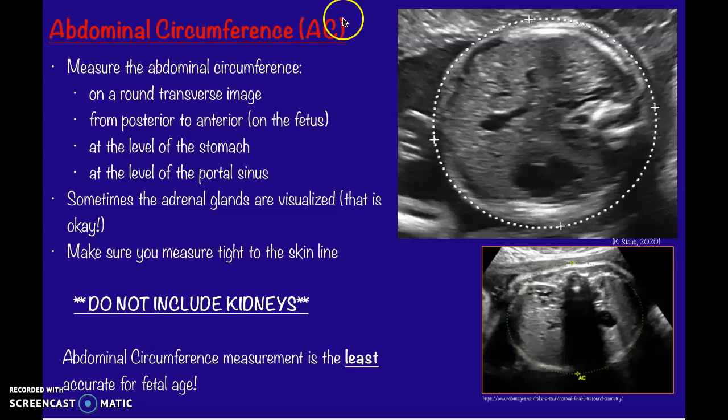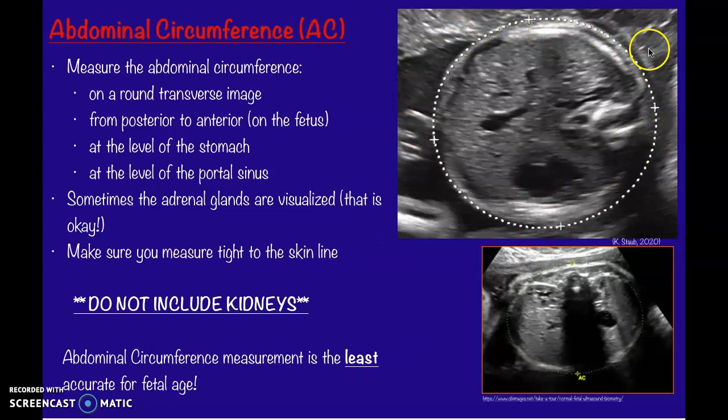Okay, next is the abdominal circumference, also seen as AC. You're going to measure the abdominal circumference on a round transverse image from posterior to anterior on the fetus, at the level of the stomach, and at the level of the portal sinus. Sometimes the adrenal glands are visualized, and that is okay. You want to make sure you measure tight to the skin line. Do not include kidneys. You do not want your kidneys in the image.